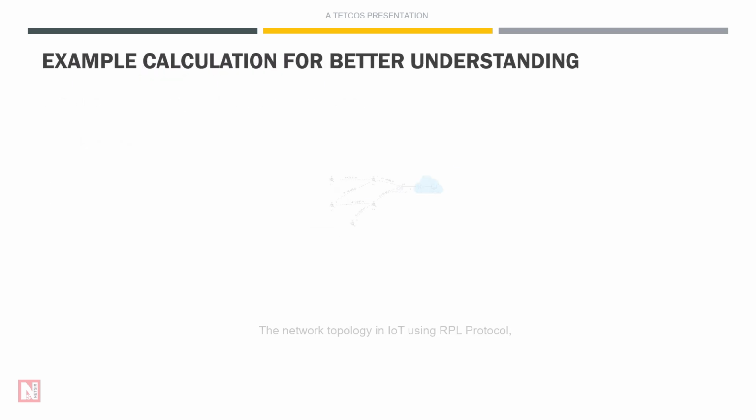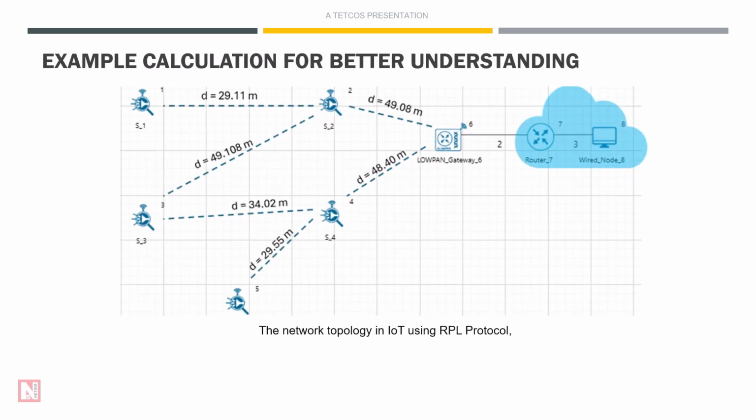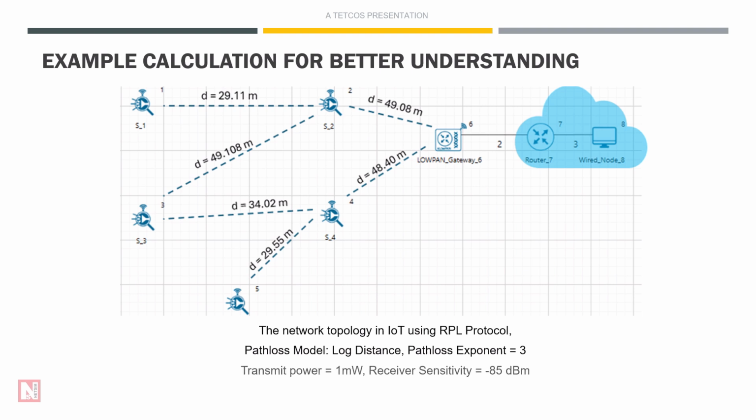Example calculation for better understanding. Network type. IoT using the RPL protocol. Parameters configured in the given scenario. Path loss model. Log distance. Path loss exponent. 3. Transmit power. 1 milliwatt. Receiver sensitivity. Minus 85 dB. Reference distance. 8 meters. Rank of root node. 1. Parent of S2. Root node.